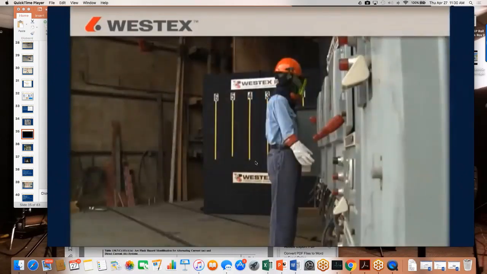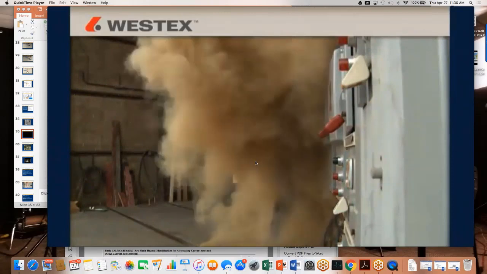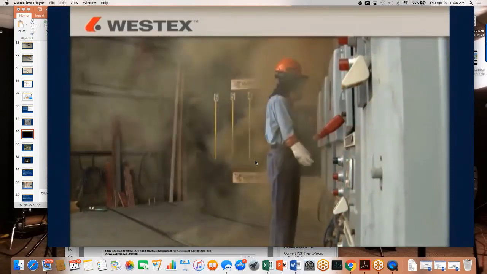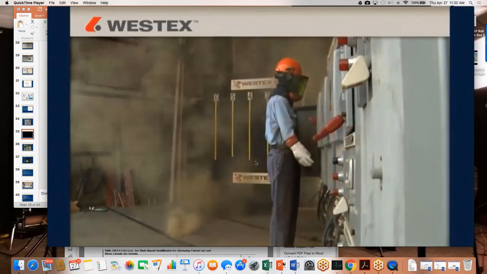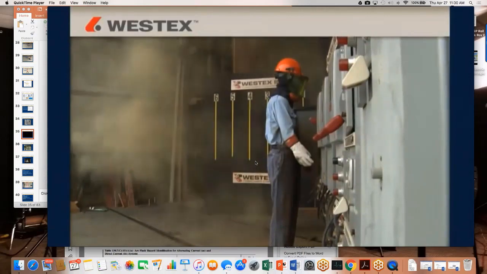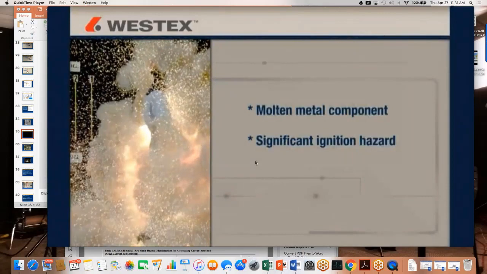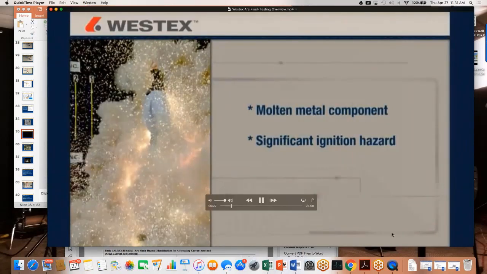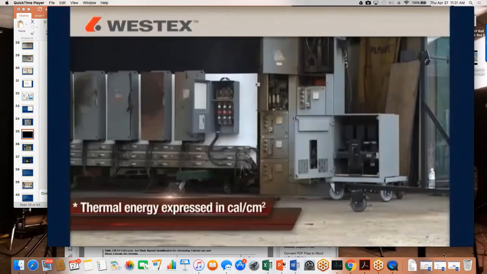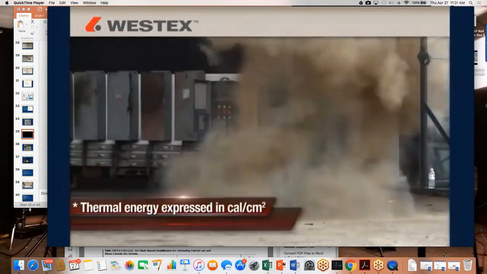An electric arc flash is a dangerous release of energy created by an electrical fault that contains thermal energy, molten metal, pressure waves, acoustical energy, and debris. Until we began to capture arcs with super slow motion cameras, the molten metal component was less apparent, but is a significant ignition hazard. The thermal energy released in an arc is expressed in calories per centimeter squared.